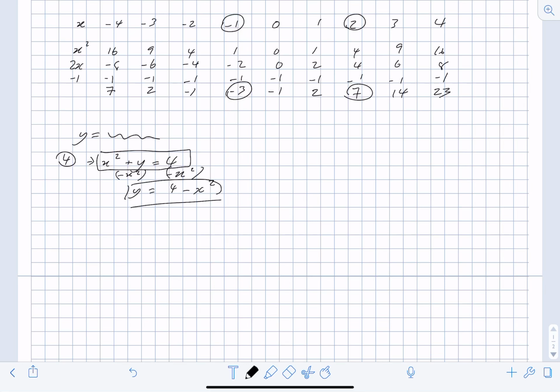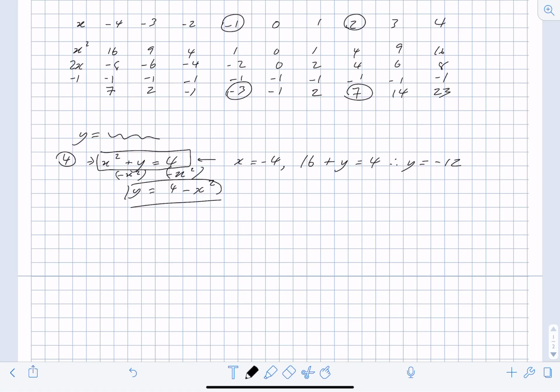You can say, okay, if x equals -4, then 16, which is -4 squared, plus y equals 4. Therefore, y equals -12. So you can do it that way as well. It's just finding solutions to your equation, and therefore finding coordinates.